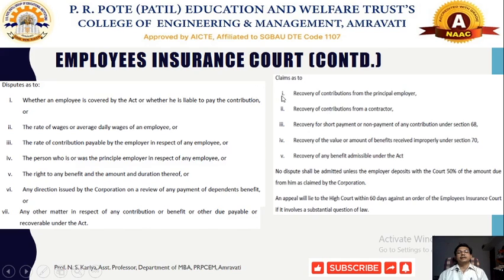Now, whenever the claim has been satisfied, recovery is made from many persons. Recovery of contribution from the principal employer, the main employer, if the contractor has not paid his contribution; or recovery from the contractor. Recovery of short payment of any contribution under Section 68: if any employer has not paid their contribution, it can be recovered under Section 68. Recovery of the value or amount of benefit received improperly under Section 70.